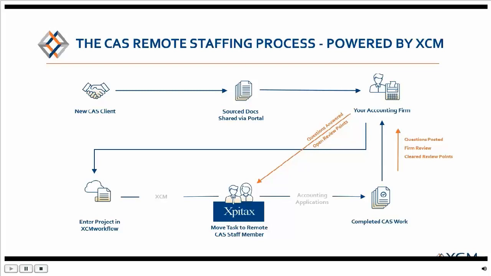So that's right in the middle between the remote staff member and the completed CAS work. And then in orange, you can see a few different statuses. It kind of goes in a little loop there because we recognize that there could be a questions posted, questions answered cycle, reviewed points, open and cleared, and also a firm review cycle before it's actually completed. And then your accounting firm would then deliver that highest level review, right? And then advise with your clients, I should say, to make sure that their business is heading in the right direction. So that's in a nutshell how we see the process to work with the firms that utilize XCM.